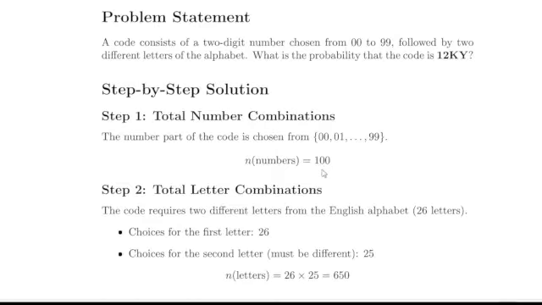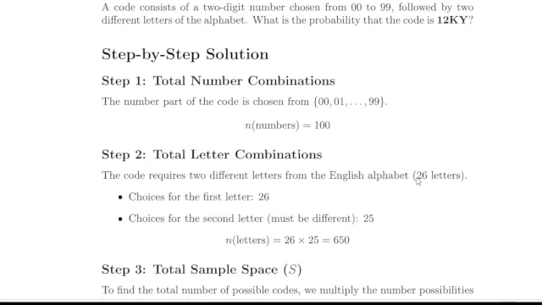Now for the letters, we know that there's 26 letters in the alphabet, so the choices for the first letter is 26. For the second letter, it must be different. So we cannot choose the same letter as the first one, so that leaves us with 25 letters. So the number of letters is 26 times 25, which is 650.